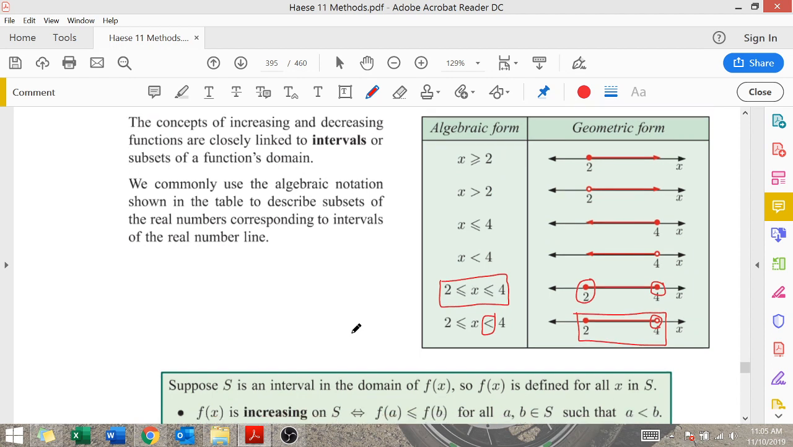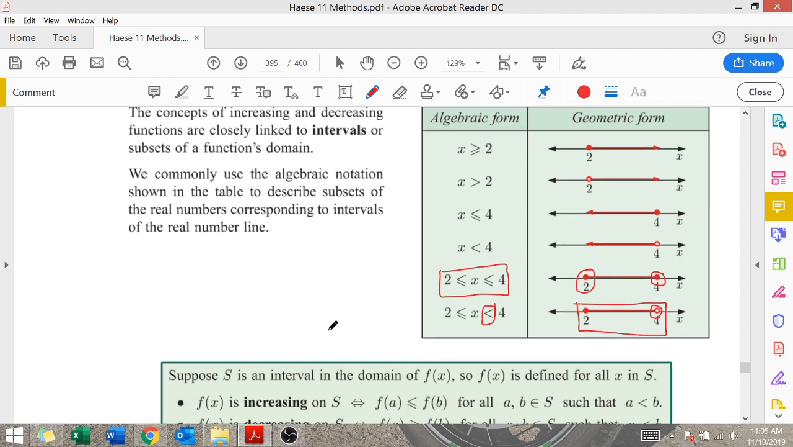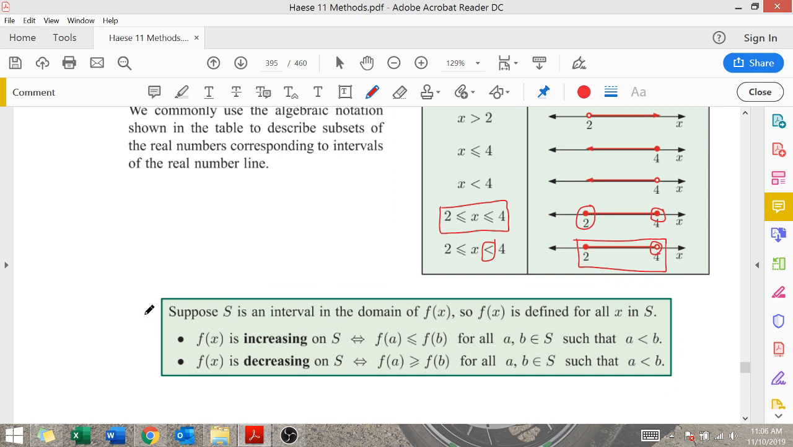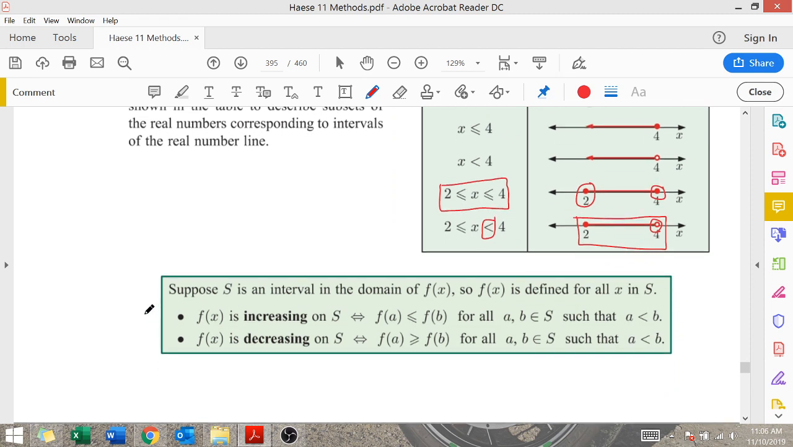So again, that's just your interval notation, and this is now going to start to apply to functions and to derivatives. Yay! So, suppose S is the interval in the domain of f of x, so that f of x is defined for all x in S.